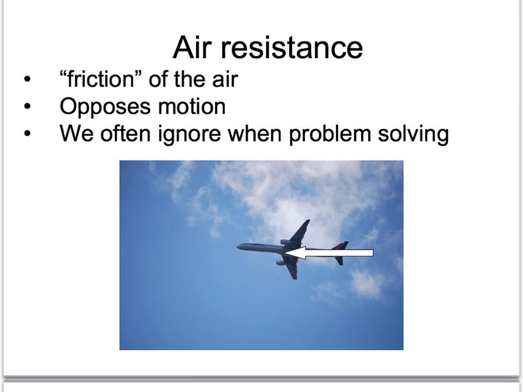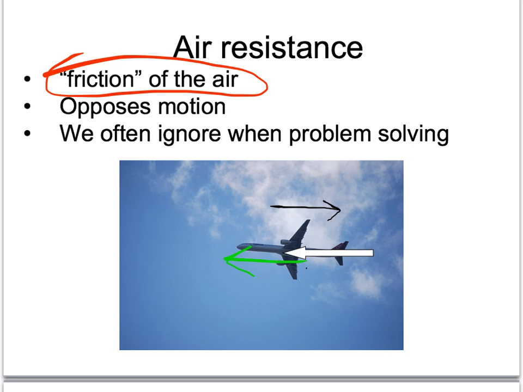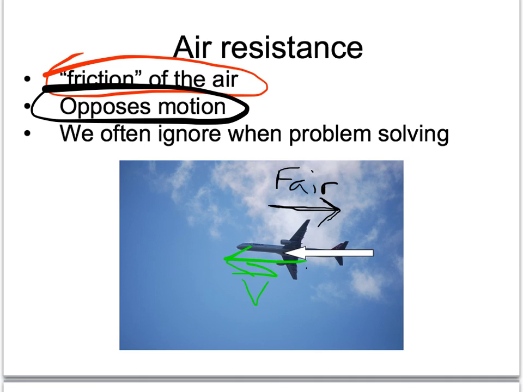Air resistance. Air resistance is the friction of air. That's the best way to think about it. Whenever something is flying through the air, there is always an air resistance to oppose it. So here we've got this plane, and it has a velocity to the left. So that's the velocity of the plane. Remember, velocity is not a force, so that's not a force. But then we have air resistance pushing back, opposing the velocity. So just like friction opposes motion, so does air resistance.